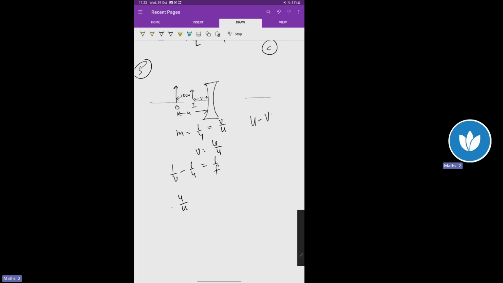u minus v distance-wise is 10 and this v is u by 4, or we can say u is 4v. 4v minus v is equal to 10. So 3v is 10. V is 10 by 3 and u is 40 by 3. So this is minus 3 by 10 minus plus 3 by 40 is equal to 1 by f.